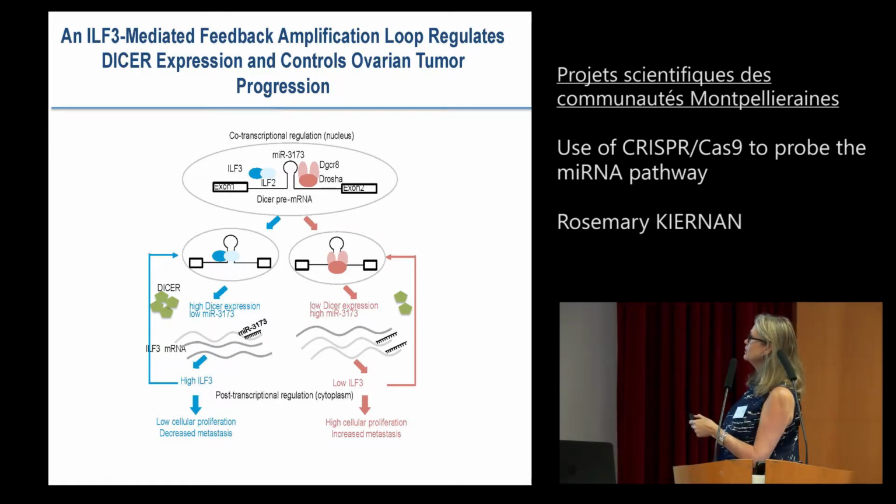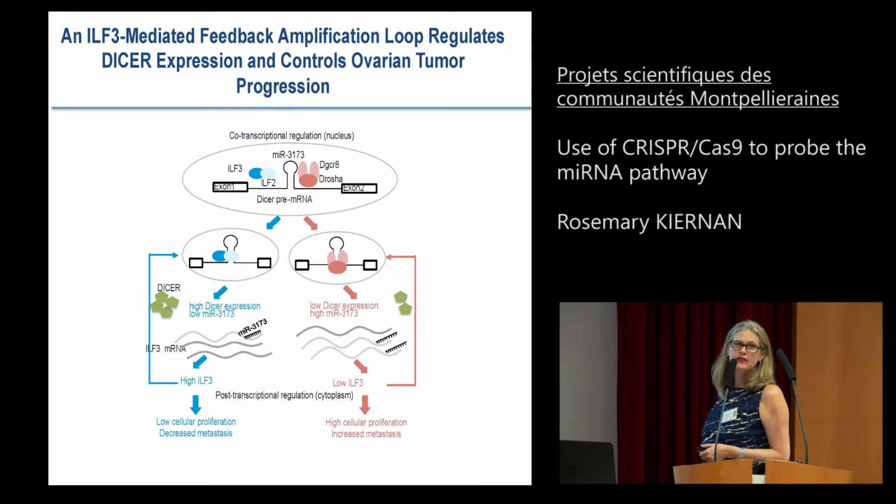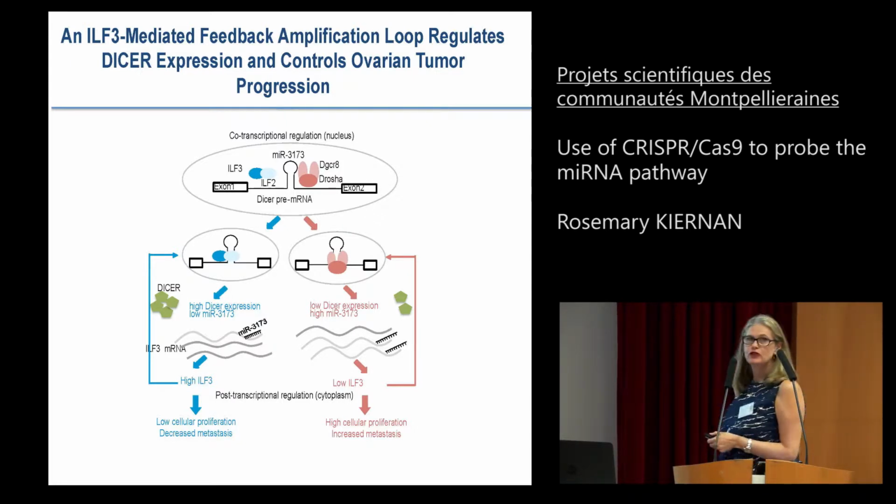we've developed a model based on a lot of experiments using a lot of different techniques that basically show a novel mechanism of regulation of the protein DISA. DISA, you may know, is a major enzyme in the RNAi pathway, and it's also a tumor suppressor. It's a very important protein in the cell. And we found that the expression of DISA protein is dependent on the presence of a particular microRNA, microRNA 3173, that's found in the very first intron of the pre-messenger RNA of DISA.